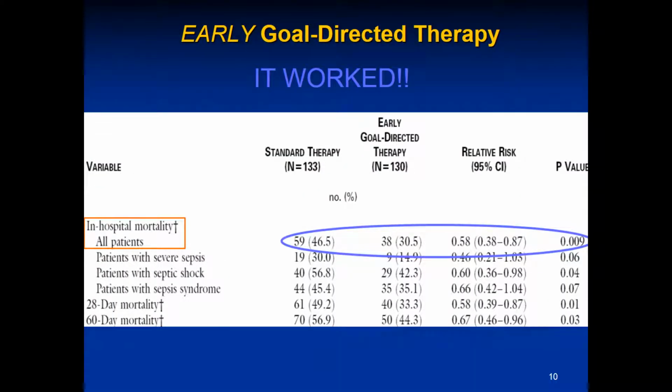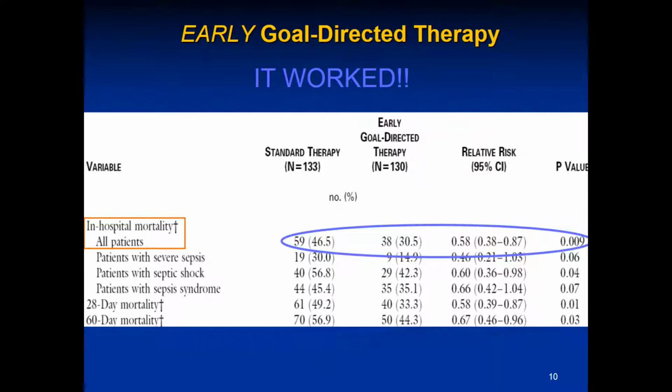And what was striking about this study is that for the first time in many years, and it was a unique outcome at that time, there was a striking mortality benefit in the early goal-directed therapy group. It was a 30% mortality versus 46% mortality in the standard therapy group, which was a significant result.